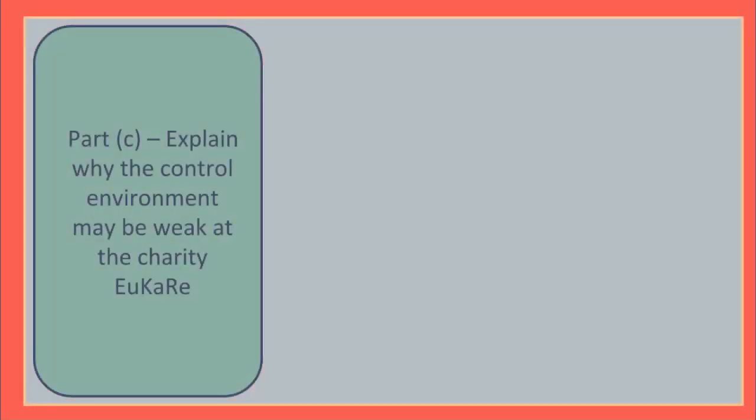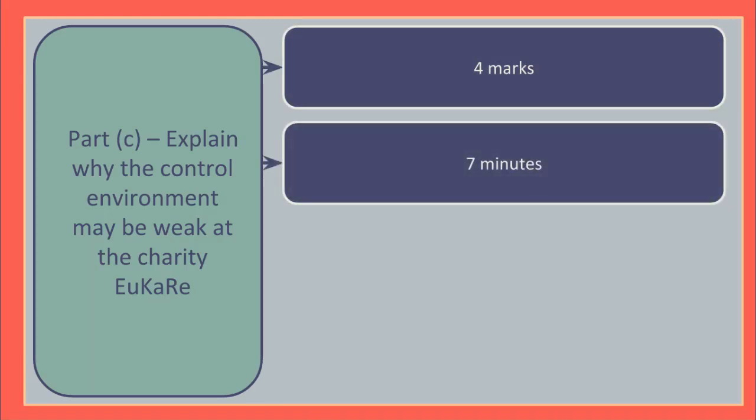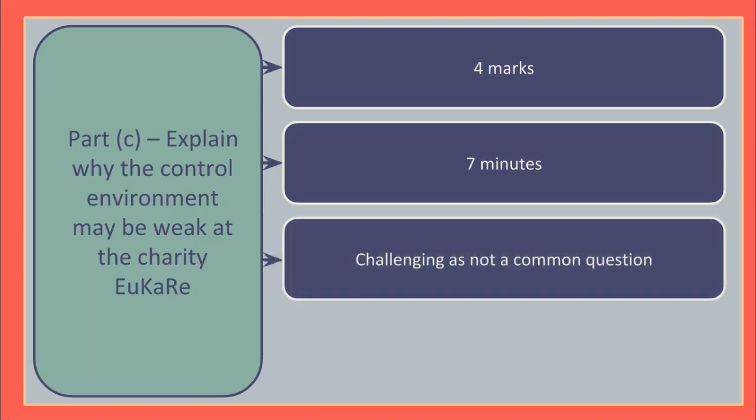The final requirement, Part C, asked you to explain why the control environment may be weak at the charity EUKARE. This was for 4 marks, and so no more than about 7 minutes should be needed. It was also, for many candidates, one of the more challenging requirements in this exam. It was not a common question and therefore required a bit of thought.